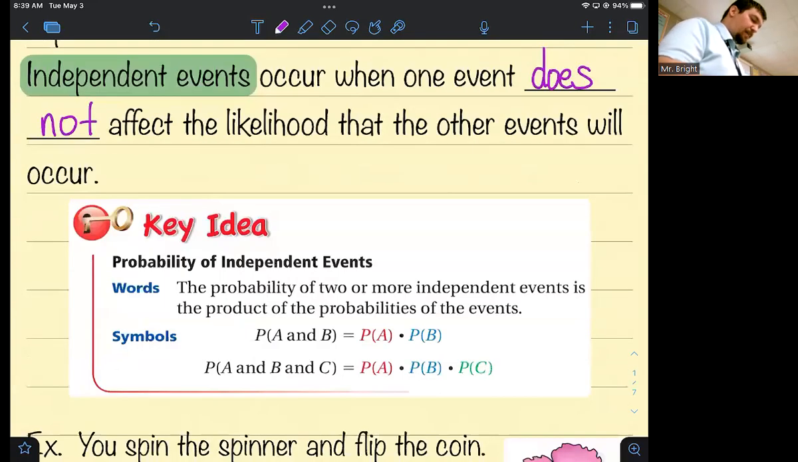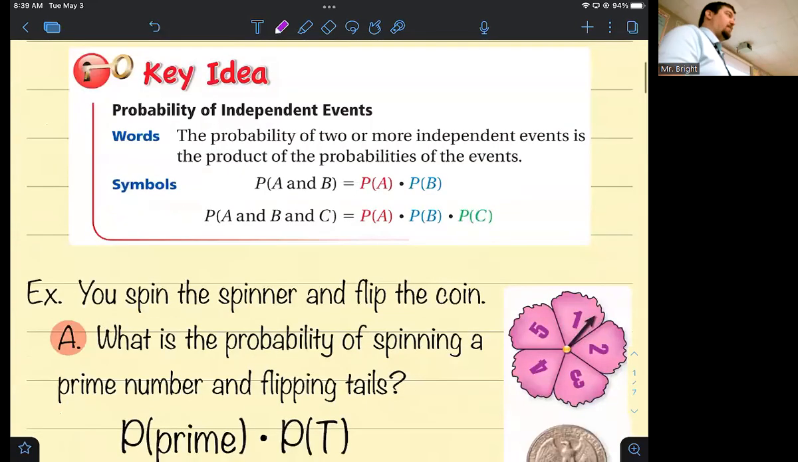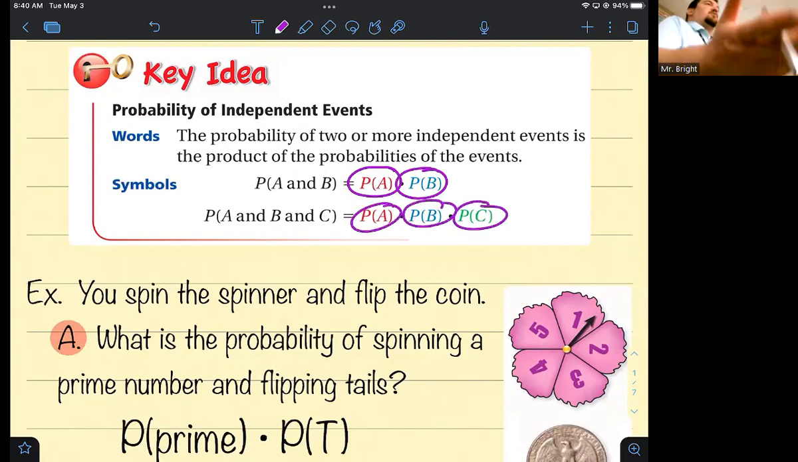Okay. Here's another example. Spinning a spinner and flipping the coin. Does what you get on the spinner affect what you're able to flip on the coin? No. So they're independent of each other. Okay. And so when we're working with independent events, we're going to multiply the probabilities together. If there's 2 events, multiply both fractions. If there's 3 events, multiply the 3 fractions together. We've been doing this. This is nothing new.